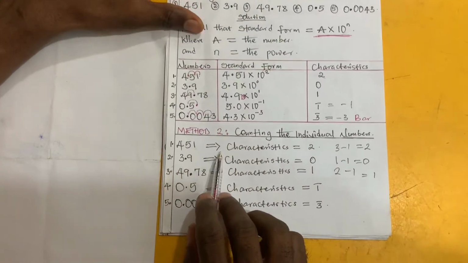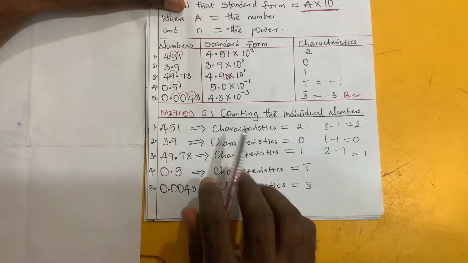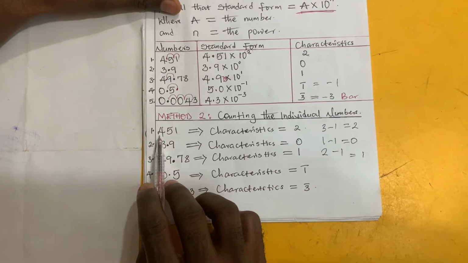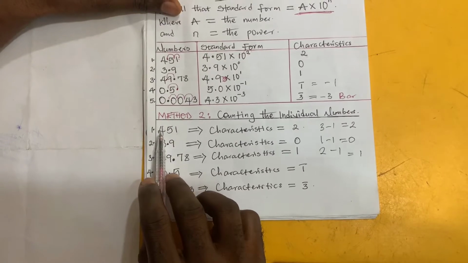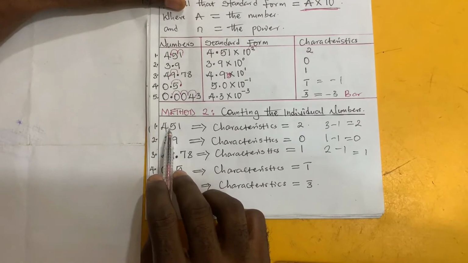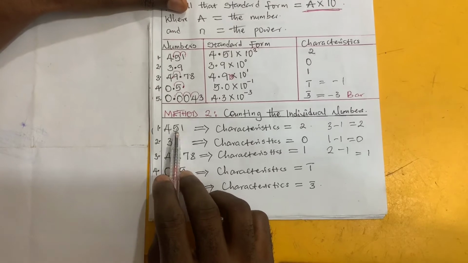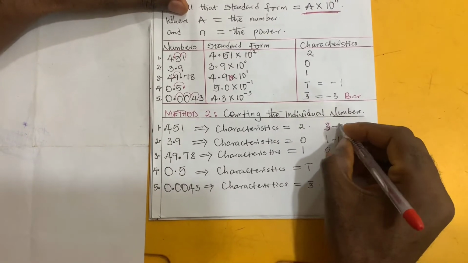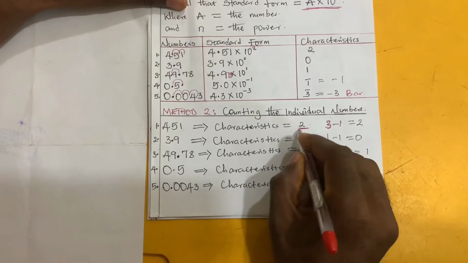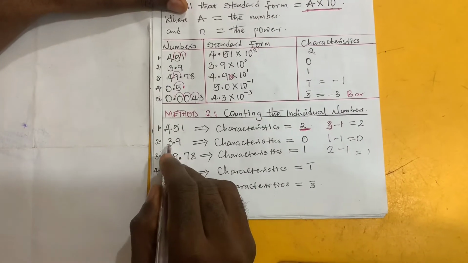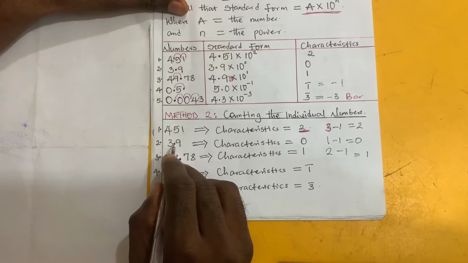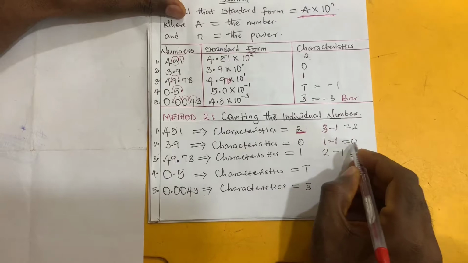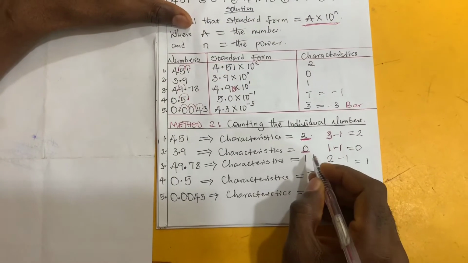Now the second method of finding the characteristic is by counting. I prefer this particular method. You just look at the number and count the individual digits. In 451, we have 3 digits: 1, 2, 3. So 3 minus 1 is equal to 2. That means our characteristic is 2. Again, how many digits are here before the decimal point? Just 1. So 1 minus 1 gives us 0. So the characteristic is 0.